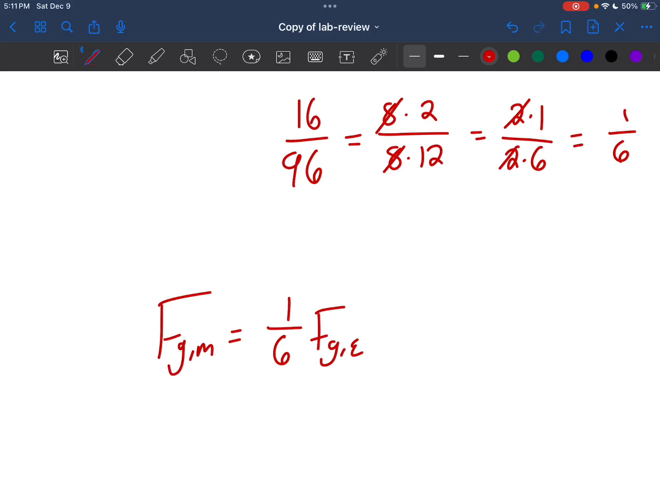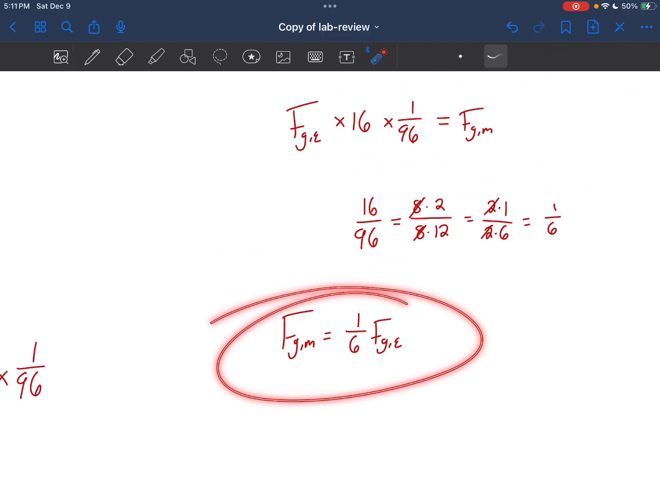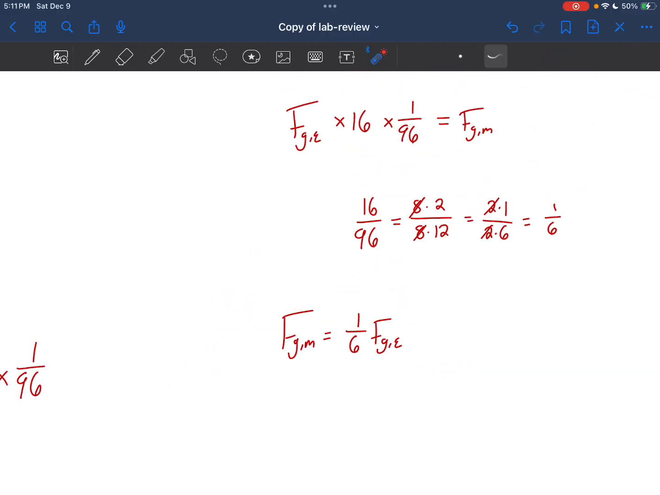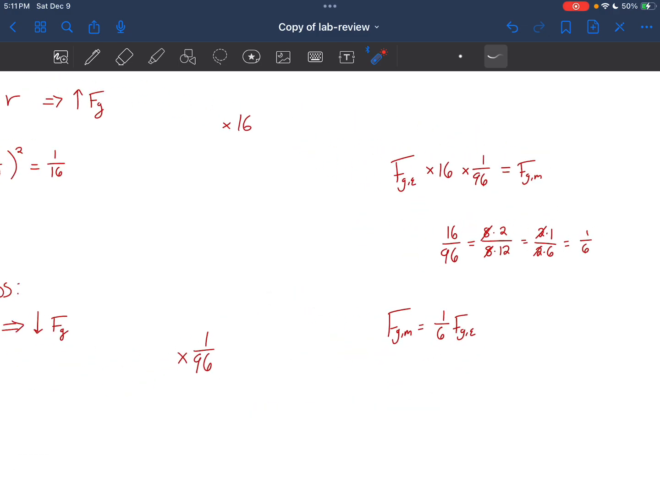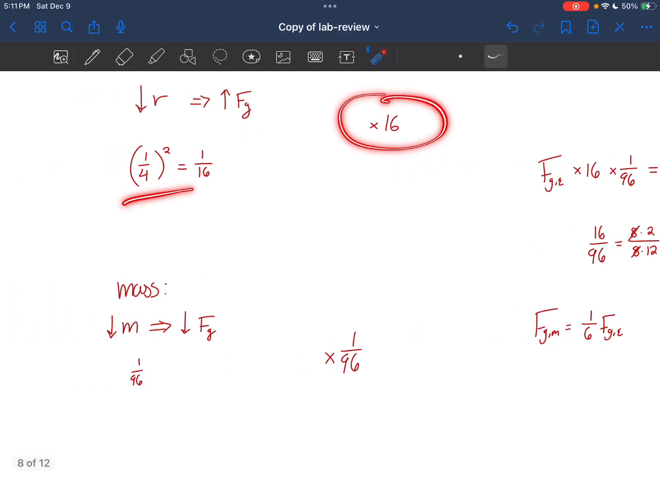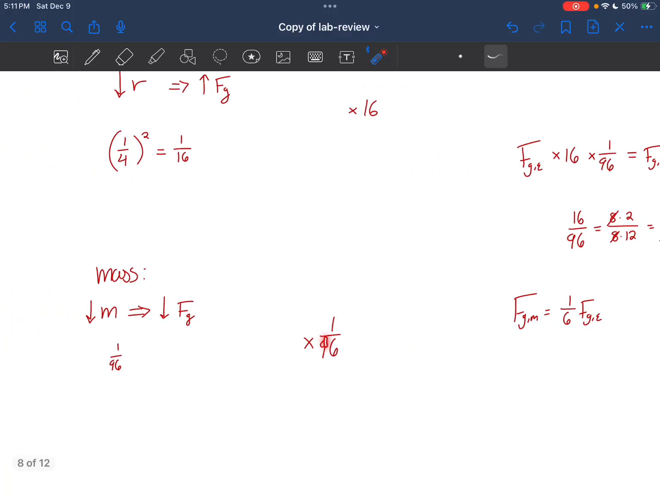So that tells me that the force of gravity on the moon is 1/6 the force of gravity on the Earth, which is a number that you may recognize. This is something we've talked about before, where that 1/6 factor is the result of increasing it by 16 times because my radius is smaller, but then also decreasing it by 96 times because my mass is smaller.